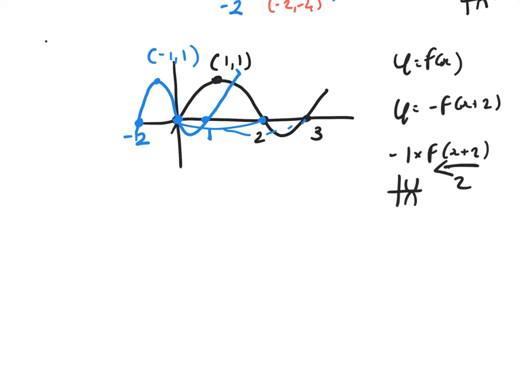Okay, I'm now going to reflect the thing across the x-axis. So these points will remain the same, but -1, 1 will reflect down to -1, -1. And the curve will now look like that.